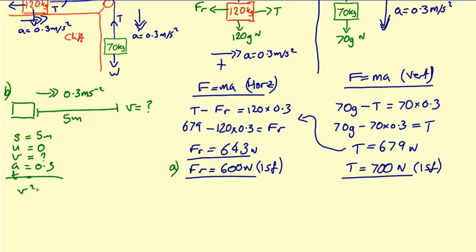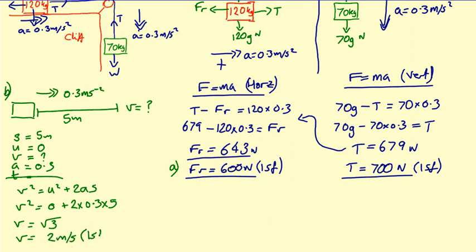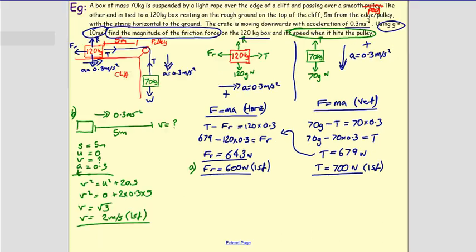And in this case, it's v squared equals u squared plus 2as. And all we have to do now is substitute in our values. So we're going to get 0 plus 2 times 0.3 times 5. And so we're going to get v equals square root of 3. So v equals 2 meters per second to 1 significant figure. And so note here that you might need to use both our understanding of forces and our understanding of constant acceleration.